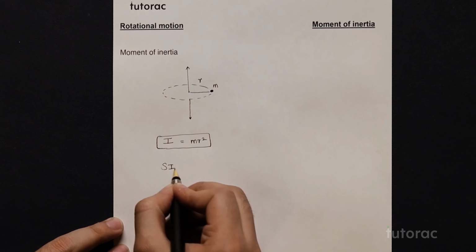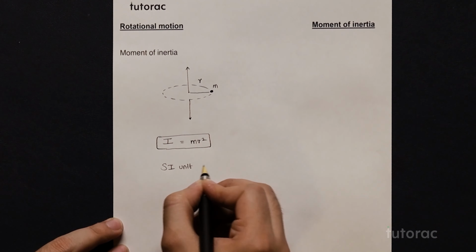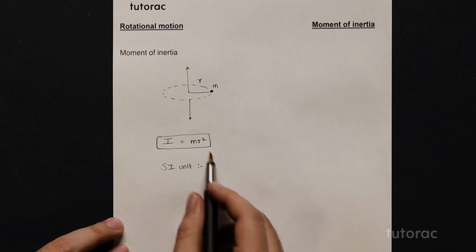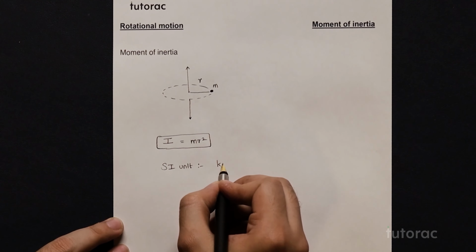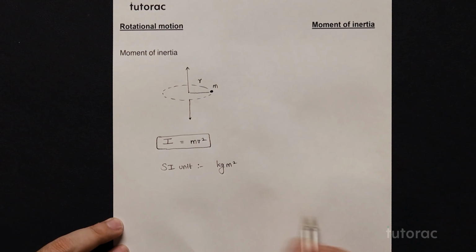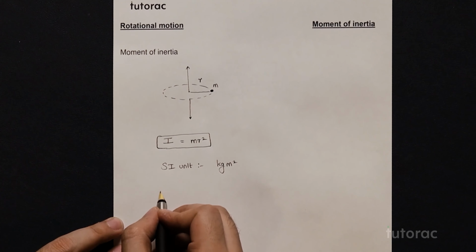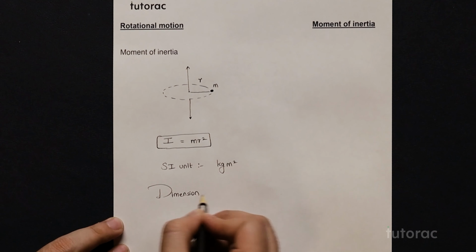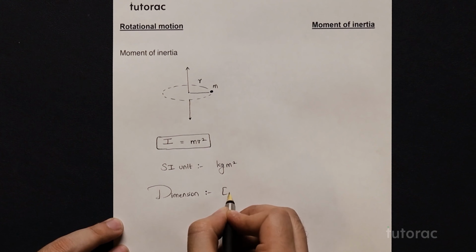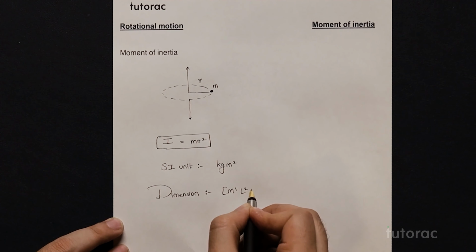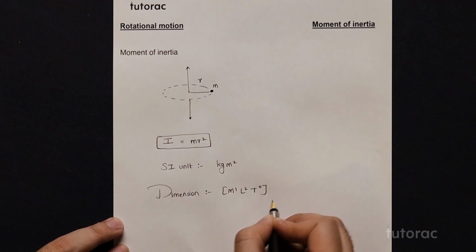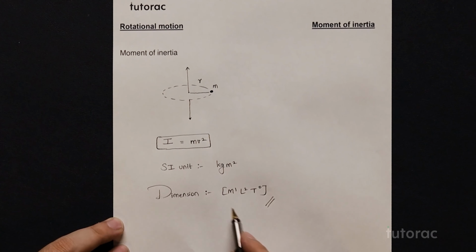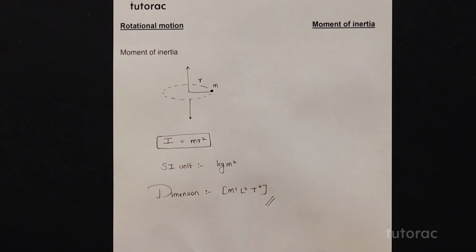So what will be the SI unit of moment of inertia? Let us very simply put this. Mass is kg, distance square is meter square. So the SI unit will come out to be kg meter square. The dimension will be M^1 L^2 T^0. So this is the SI unit and dimension of moment of inertia.